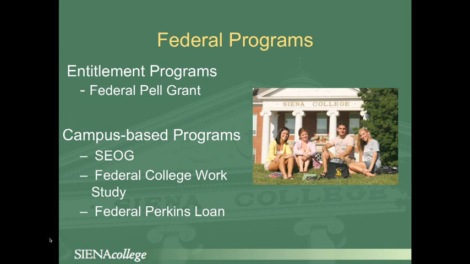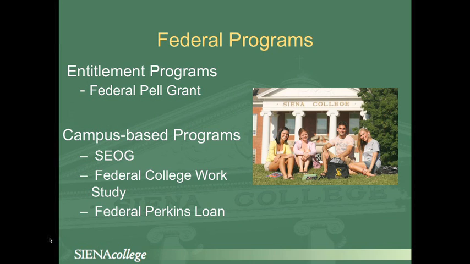The next source of financial aid comes from federal programs. One of the more popular federal programs is a need-based program, which is called the Federal Pell Grant. Eligibility for the Pell Grant is determined by your EFC from your FAFSA. The EFC cutoff is determined by the federal government.